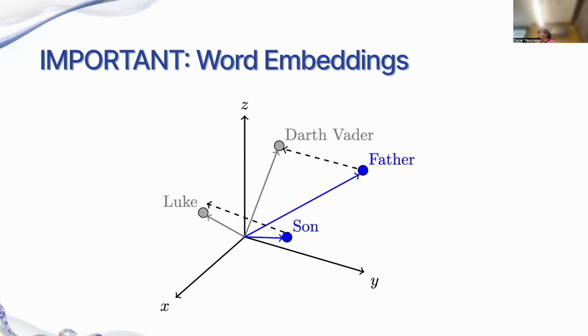But in this instance, I just adapted it. Son and father, they're fairly similar. They might live on a single line or a subspace. That might be like a family subspace or something along those lines. And Darth Vader and father, they have some similarity of being a father figure or whatnot, right?